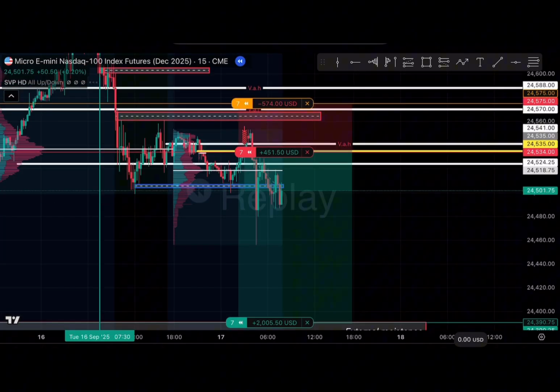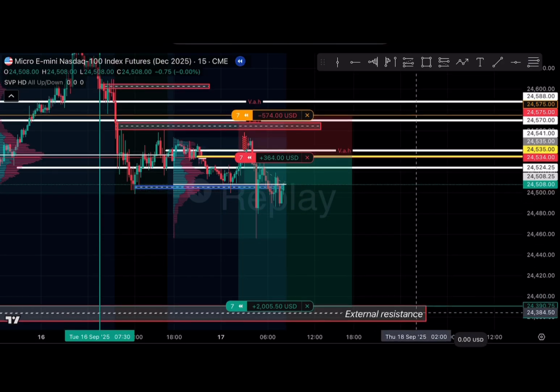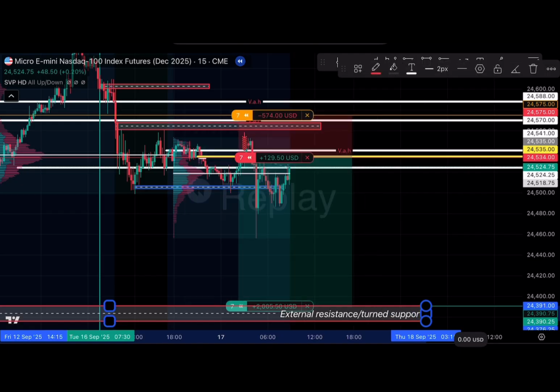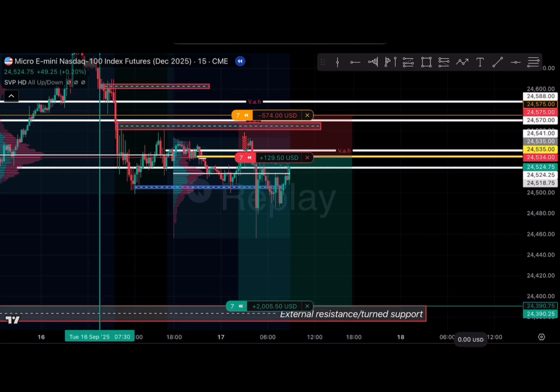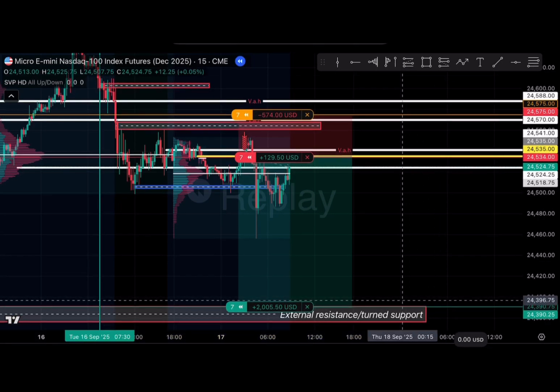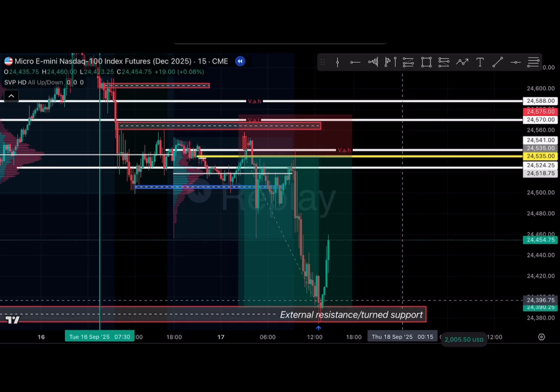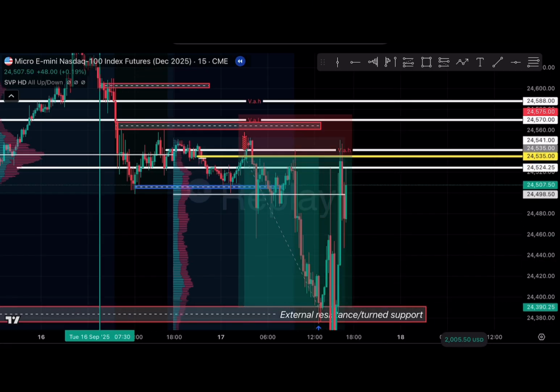So in this bearish scenario, we should continue until this opposing external support, or is resistance turn support. So we should continue until this resistance turn support. Beautiful.